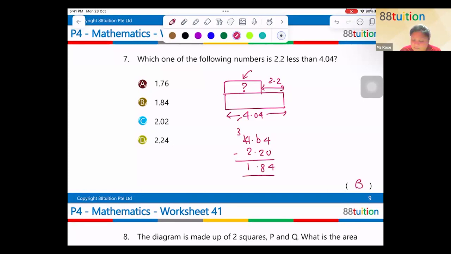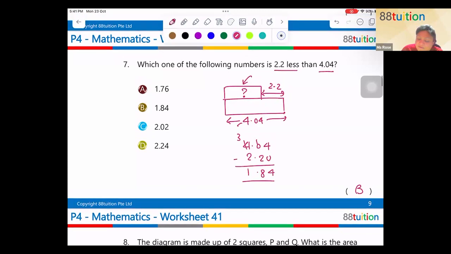Okay, so this is what it means. Which one of the following numbers is 2.2 less than 4.04? So the number must be less than 4.04. So for those of you who got this wrong, you have to read the question carefully, okay?